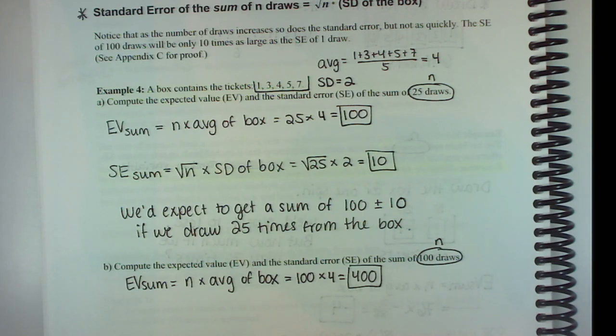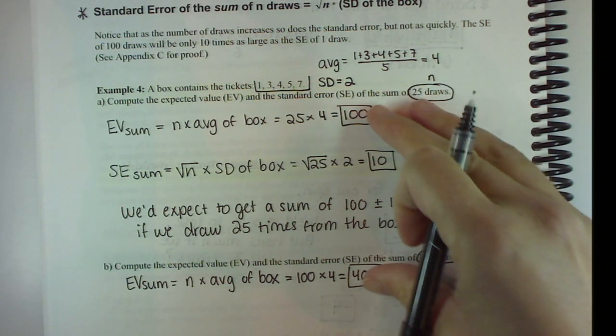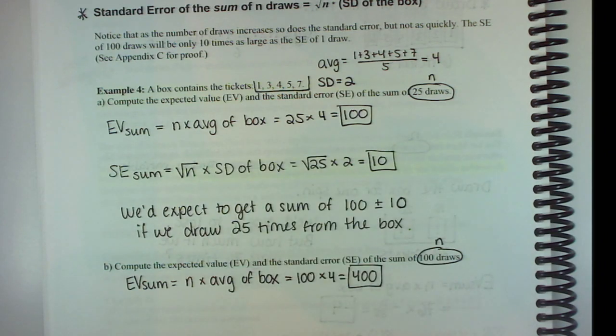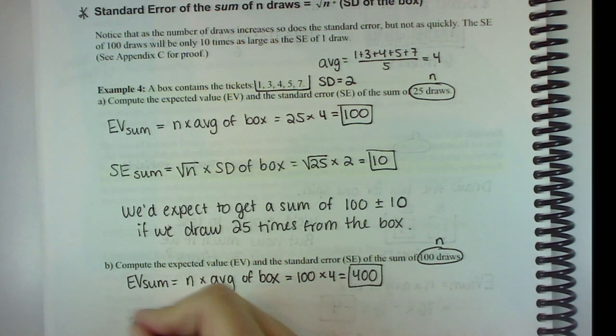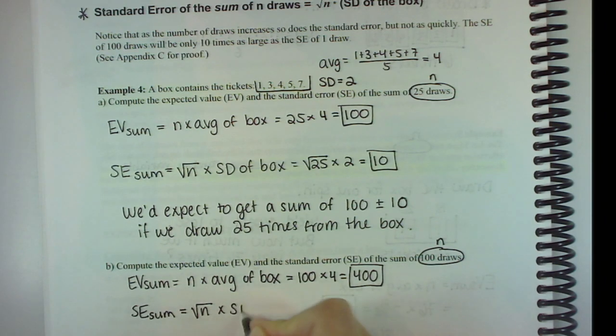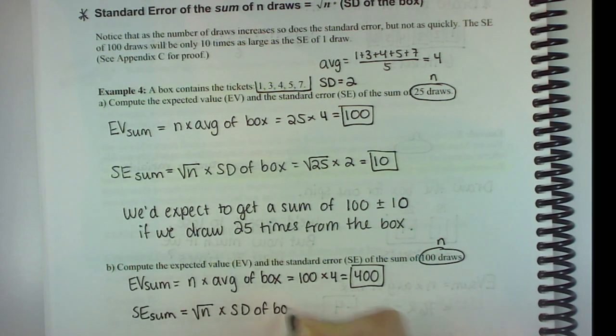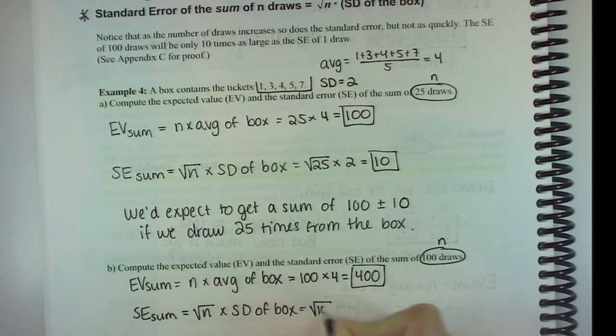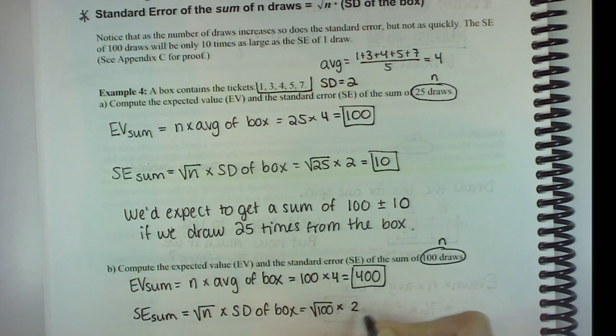So that's kind of something to take note of. Looking at those relationships, how does the formula change based on n? It's a direct relationship. Standard error, not so much though, because we have this square root. So let's see, the standard error for the sum is the square root of n times the SD of the box. And n is 100, and I gave this to you guys, that the SD was 2.